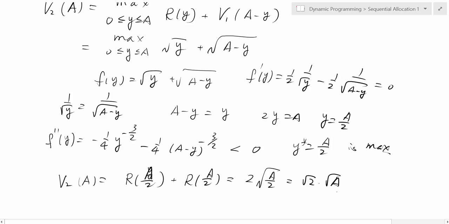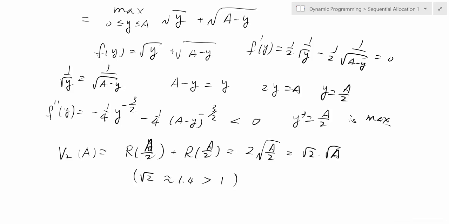And you will see this is actually better than the corner solutions. If you don't invest anything during the first period, you get root a for the second period. If you invest everything in the first period, you also get root a. And we know that root 2 is approximately 1.4 and is greater than 1. Okay, so the maximum profit from these two periods, or maximum return, is root 2 times root a.